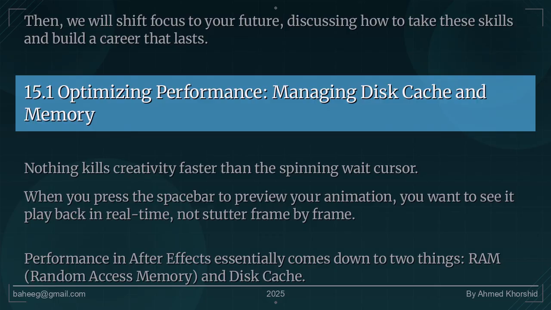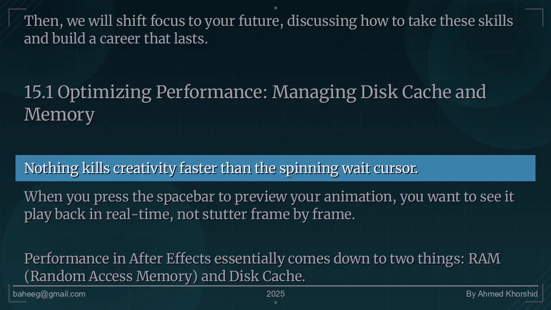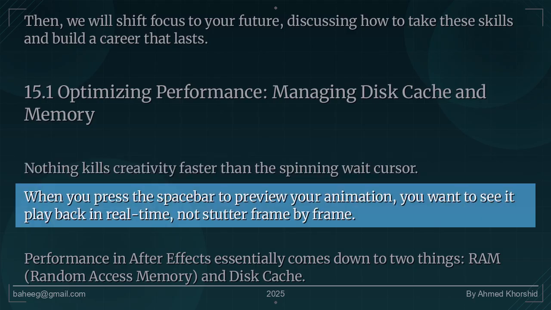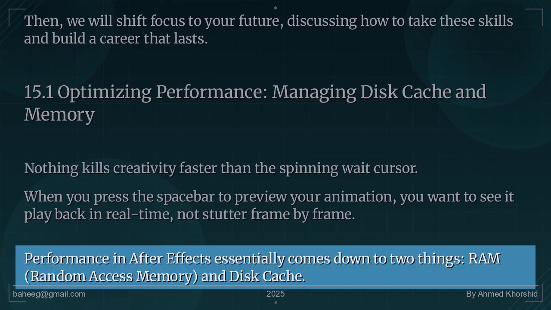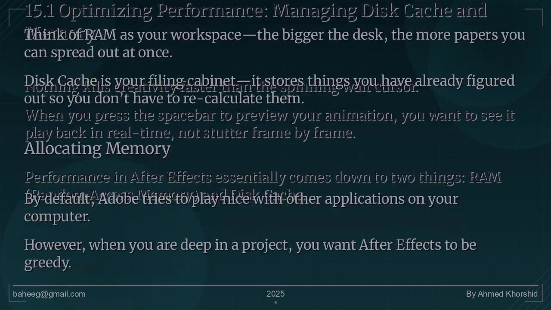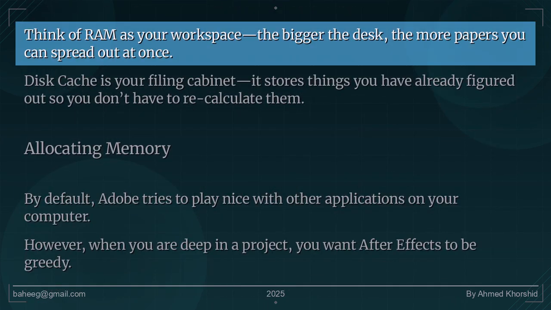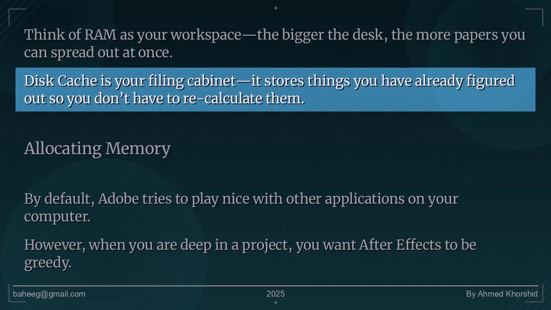15.1 Optimizing Performance, Managing Disk Cache and Memory. Nothing kills creativity faster than the spinning wait cursor. When you press the spacebar to preview your animation, you want to see it play back in real time, not stutter frame by frame. Performance in After Effects essentially comes down to two things: RAM, random access memory, and disk cache. Think of RAM as your workspace. The bigger the desk, the more papers you can spread out at once. Disk cache is your filing cabinet. It stores things you have already figured out so you don't have to recalculate them.